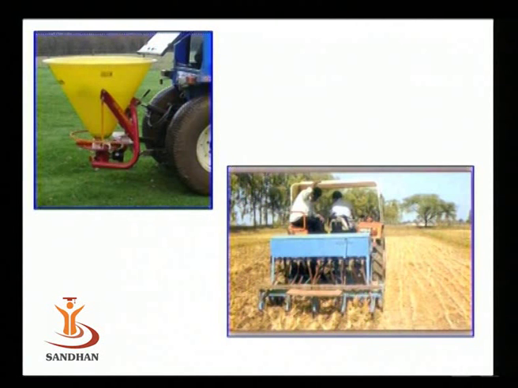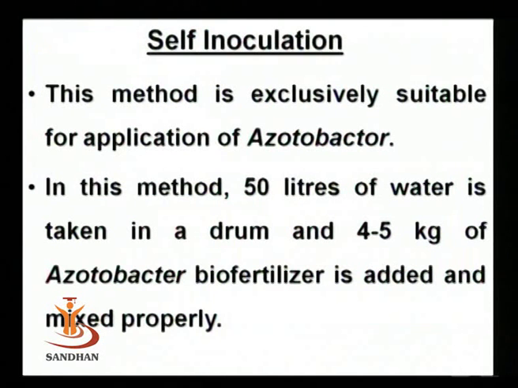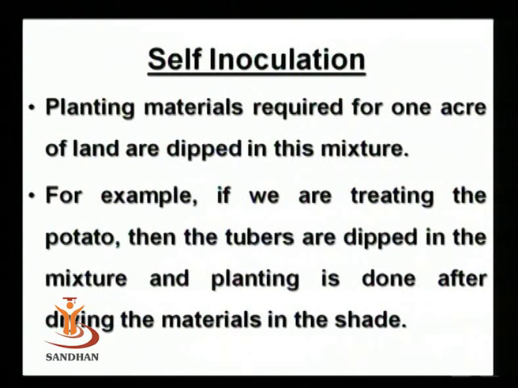Now next one is self inoculation, which is the last technique by which we can apply biofertilizer. Now this method is exclusively suitable for the application of azotobacter. In this method 50 liters of water is taken in a drum and 4 to 5 kilogram of azotobacter biofertilizer is added and mixed properly. So it is widely used for azotobacter species.